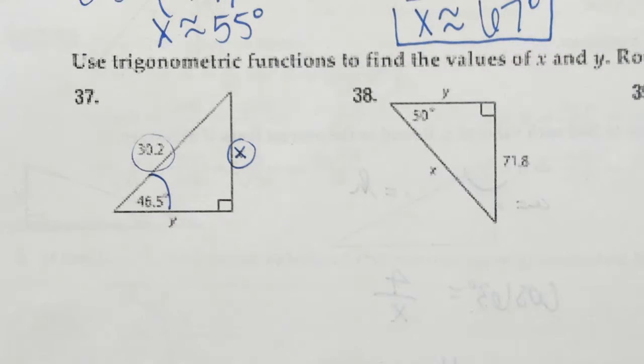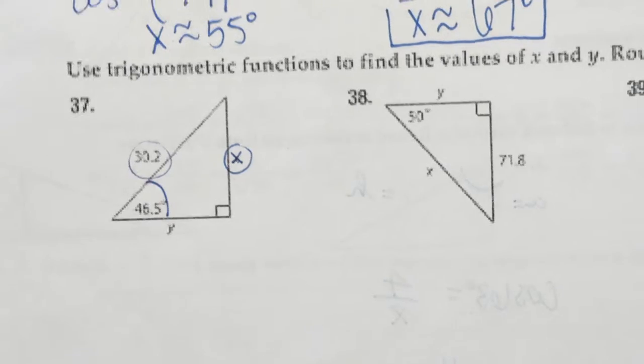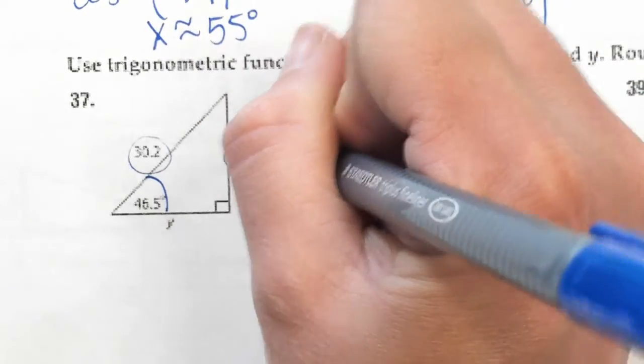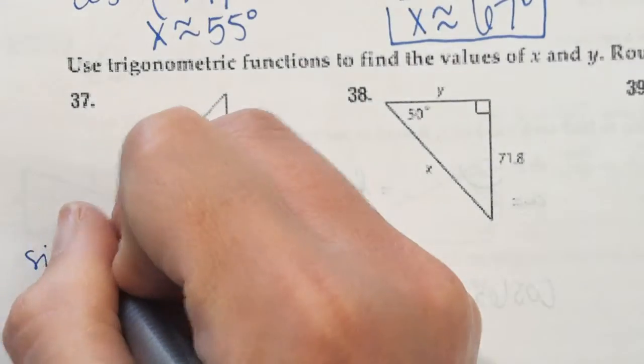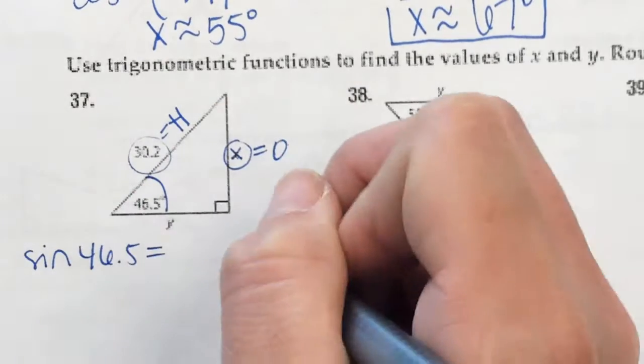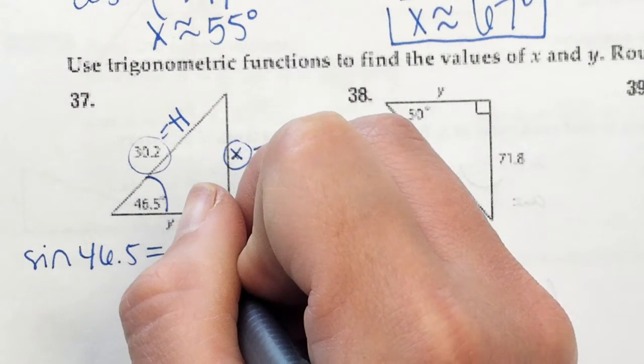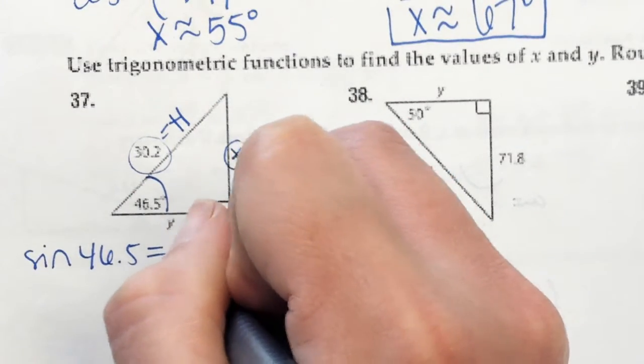What trig function am I going to have to use for this? How do you know? Good, because the x is opposite. This is the hypotenuse, so we will use sine. So it would be sine of what? Equals. Very good. X over 30.2.